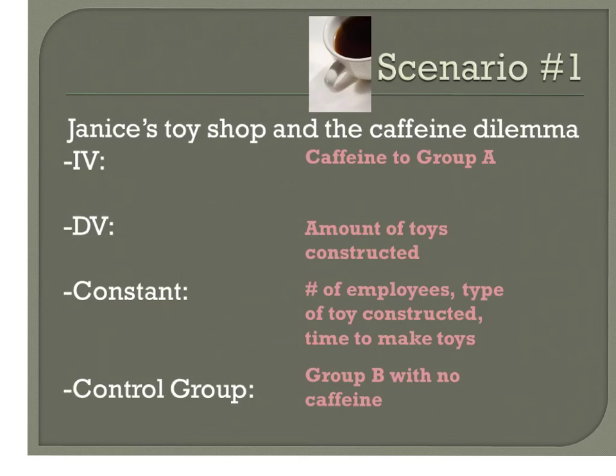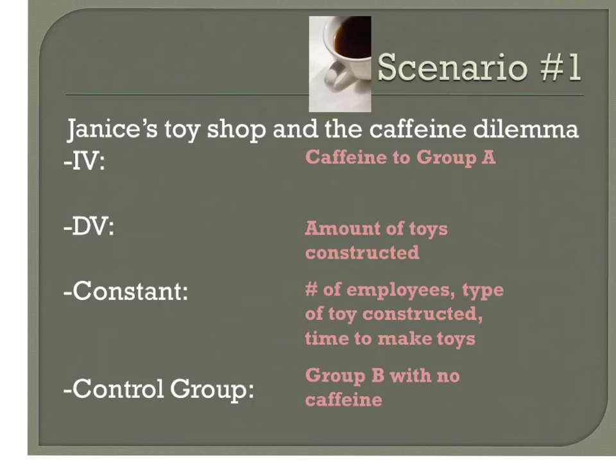The things she had to keep the same. She wanted to have the same number of employees in one group and another. She didn't want to give one group an unfair advantage. She also made them construct the same type of toy, and they also were given the same time to make those toys.